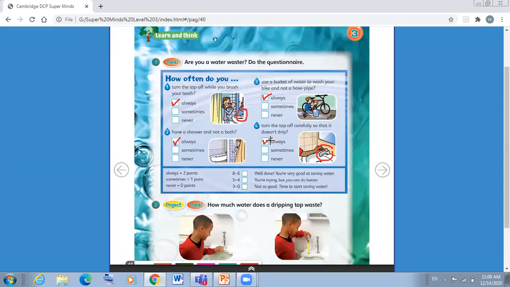Now, if your score is 6, 7, or 8, you are very good at saving water. If your score is 4 or 5, you are trying, but you can do better. If your score is 0, 1, 2, or 3, it's not so good, time to start saving. Okay? So answer these questions about yourself, and you are going to know if you are a water waster or not.